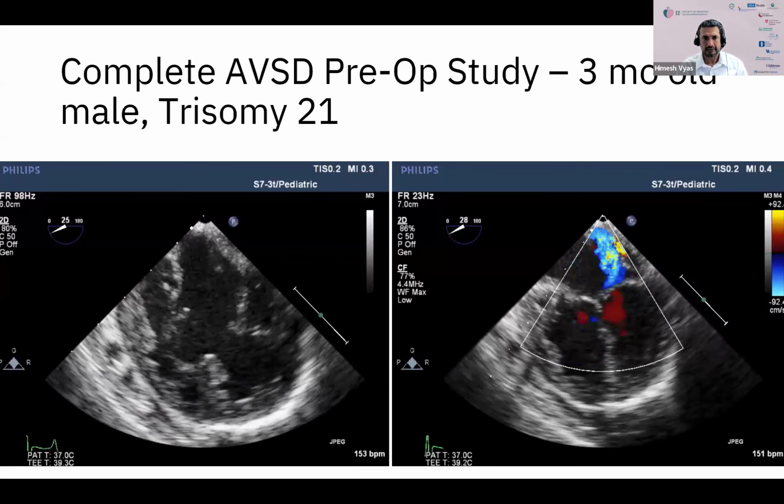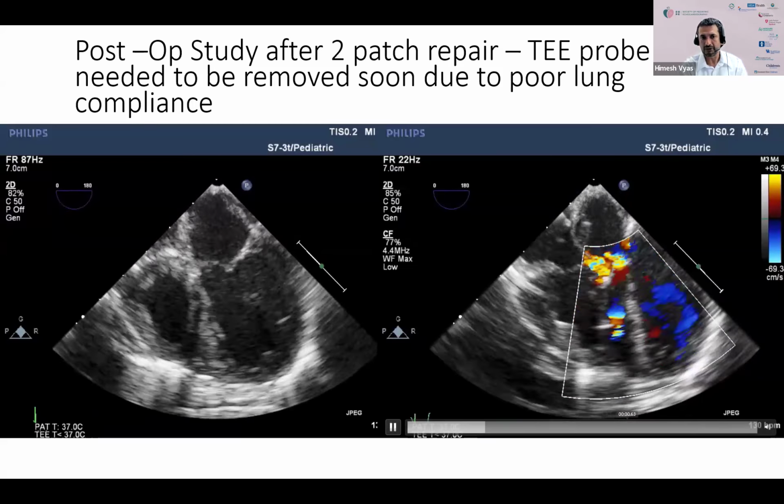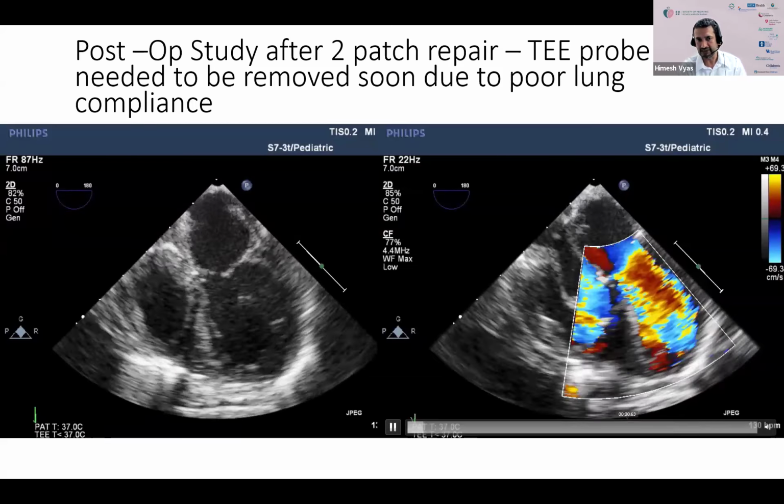And what do we see here? We see that there is a residual VSD with left to right shunting, and we see significant left AV valve regurgitation. We see multiple jets of left AV valve regurgitation, and there was also a gradient of about 4 or 5.